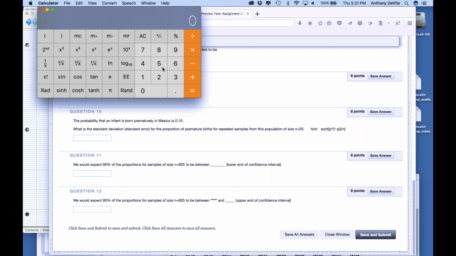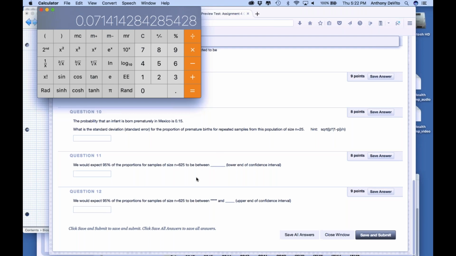Okay, and the standard error is equal to 0.15 times 0.85 divided by the sample size, which is how big? 25. That's equal to this, and I have to find the square root of that. Okay, so the standard error is 0.071. That's all it asks for, so we stop there. 0.15 times 0.85 divided by 25, and take the square root of the whole thing.